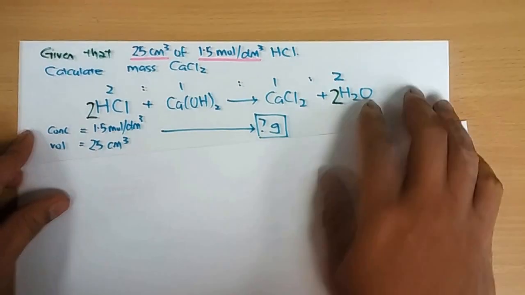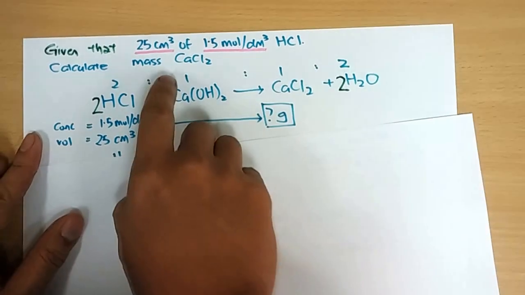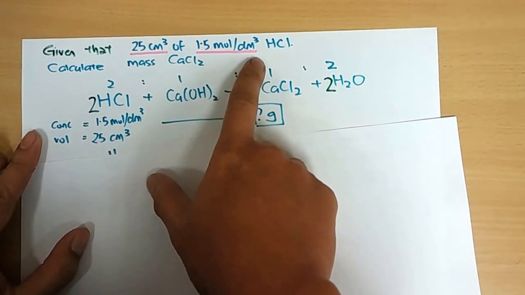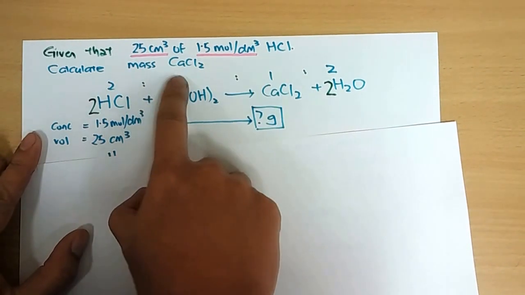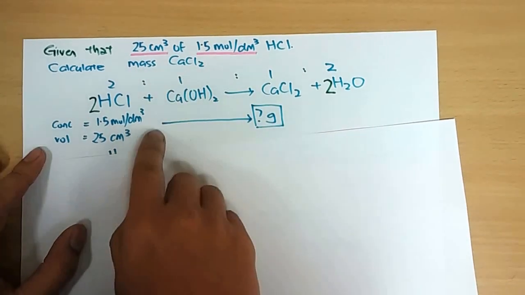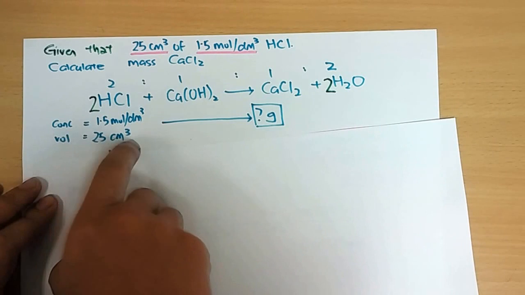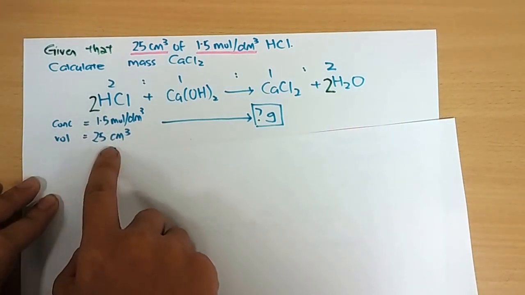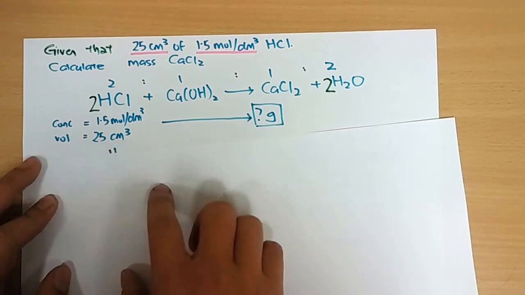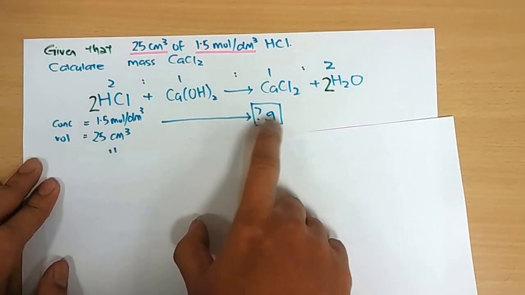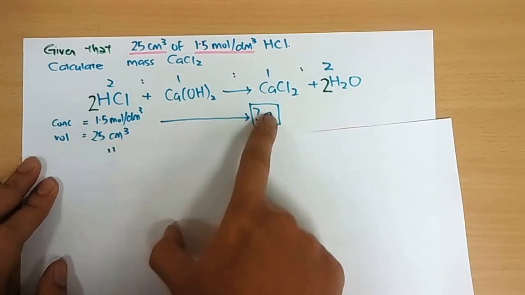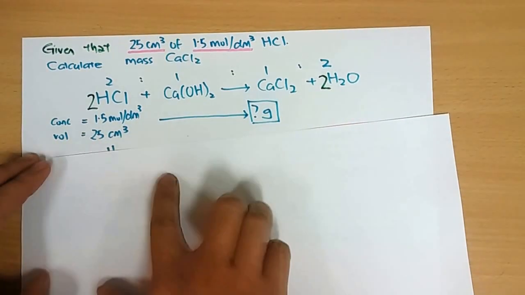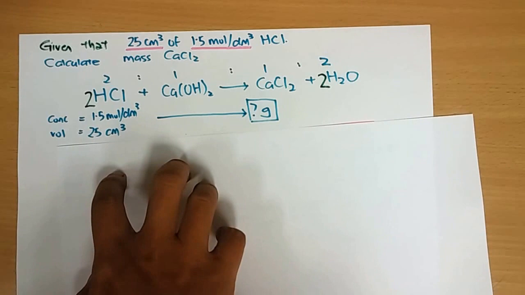So let's start. Now you are given 25 cm cube of 1.5 moles per dm cube of HCl, and you are asked to find the mass of CaCl2. What you do is you organize your facts. 1.5 is the concentration, volume is 25 cm cube. You are asked to find the mass, so you know that you need to use the mole ratio. So what should I do with this? I use the formula.